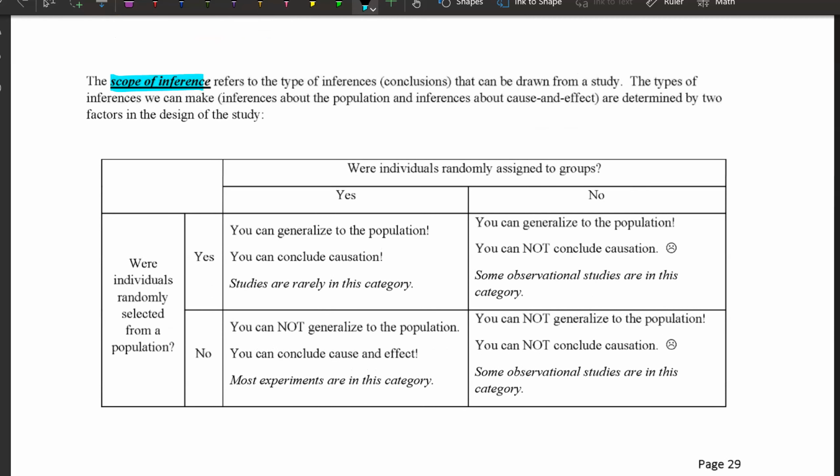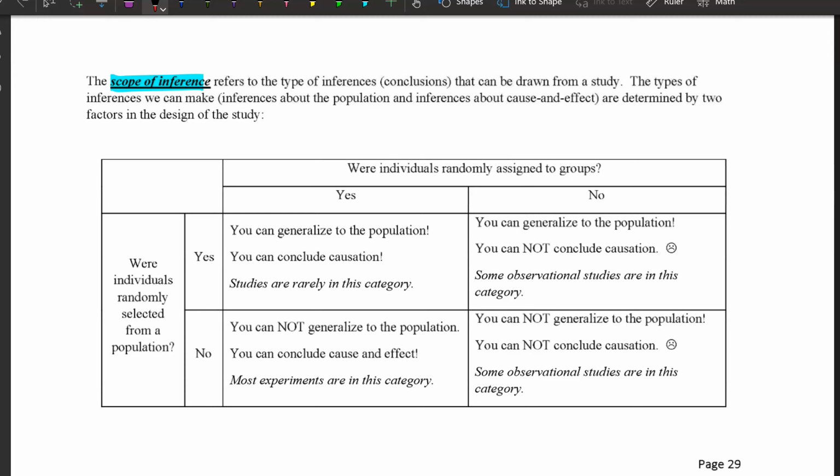So scope of inference is actually extremely important in the study of statistics. Maybe not quite as much as far as testable topics on the AP Stat test, but this is kind of how we can generalize our studies. If we do a study, an experiment, an observational study, a sample study, whatever we do, who can we generalize to? What kind of conclusions can we make? So it's very important in making sensible conclusions. So the scope of inference refers to the type of inferences or conclusions that we can draw from a study.